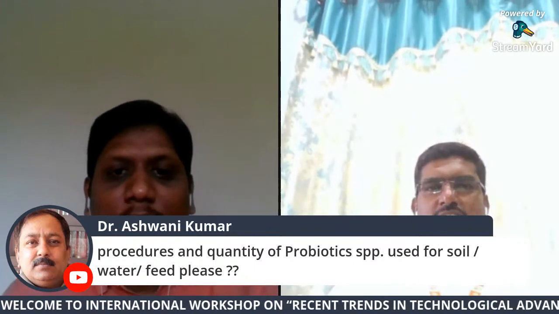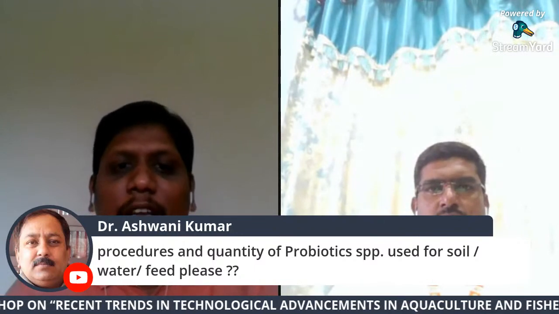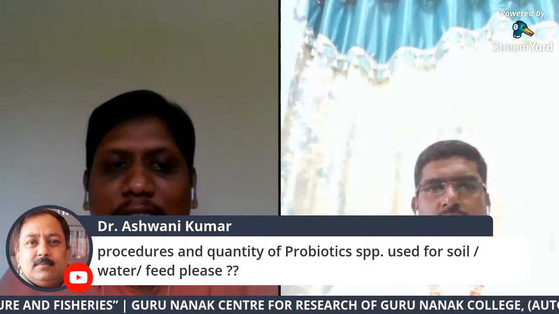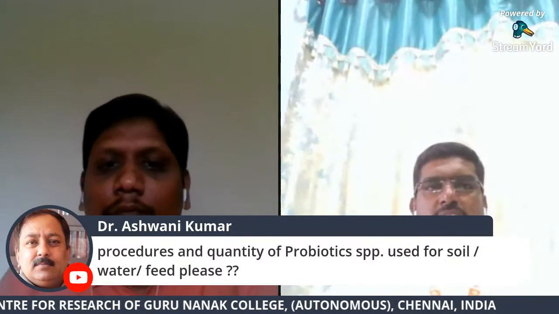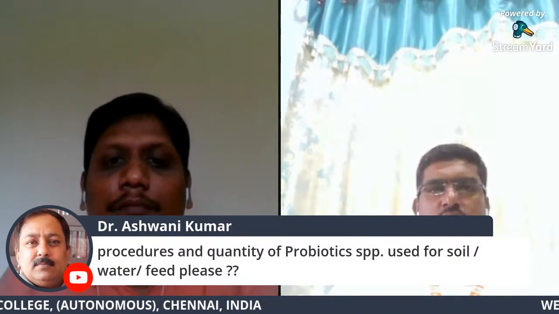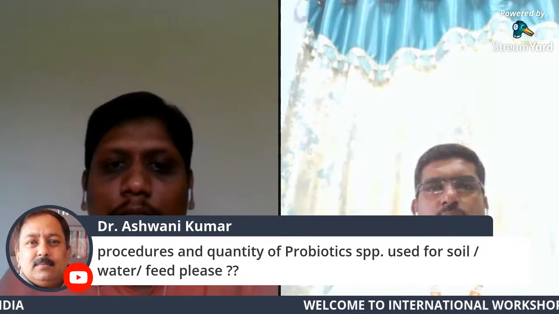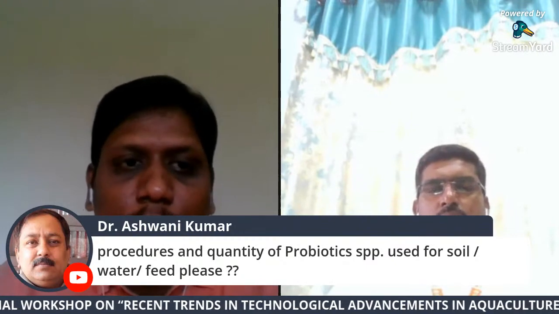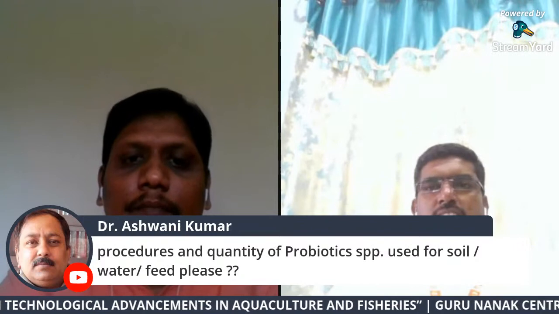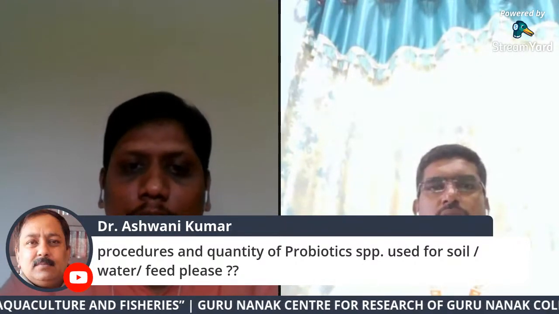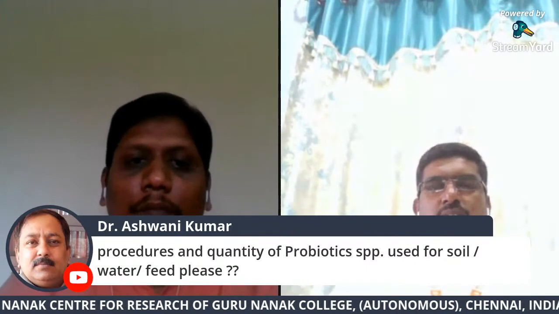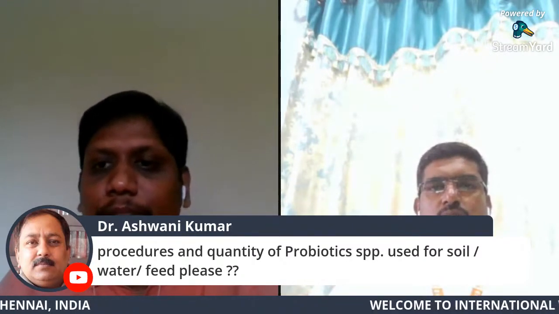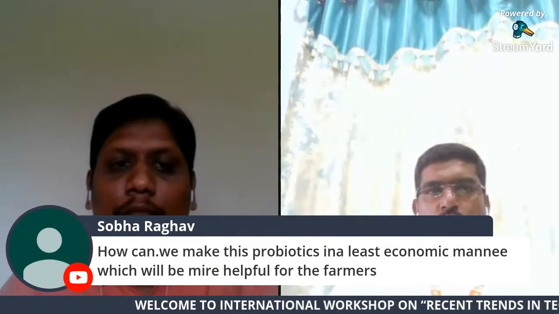Dr. Ashwani Kumar sir asked, procedures and quantity of probiotic species to be used for soil, water and feed. Sir, we apply by direct application. We apply in the soil also, as in agriculture we go for probiotic application now. For soil, we can directly apply on the soil, taking care of the little amount of moisture needed. Sometimes in a running culture, the pond water, they directly apply the probiotic into the water. No need of any mixing, no need of any fermentation also. Direct application, sir. The quantity depends on the stocking density. Farmers go for different levels of densities, so based on that, we give our protocol.